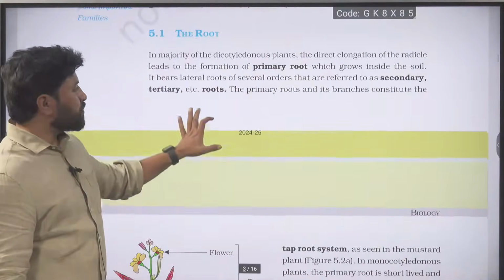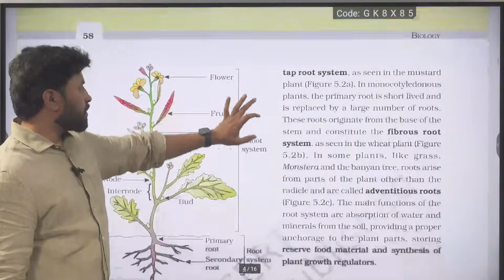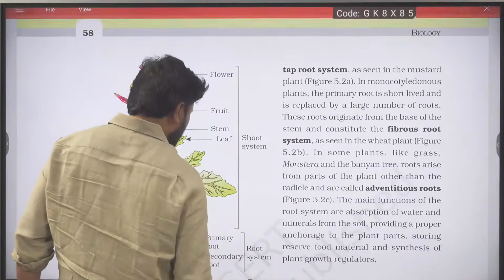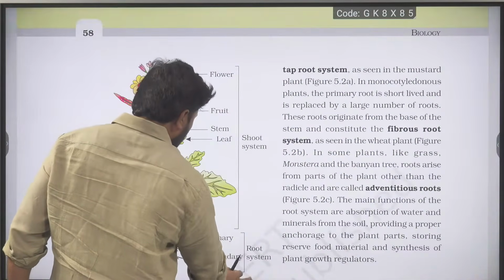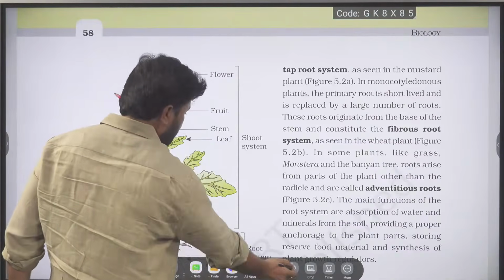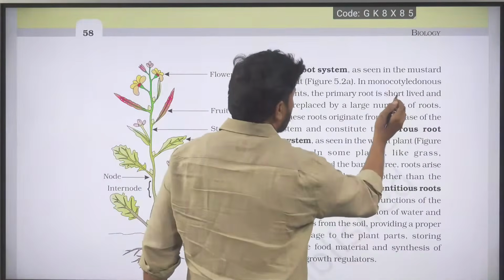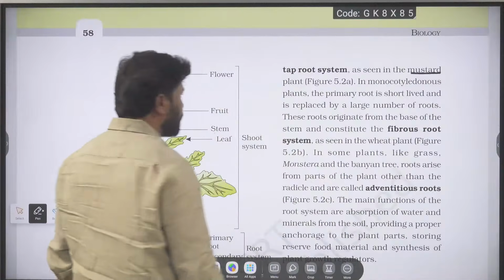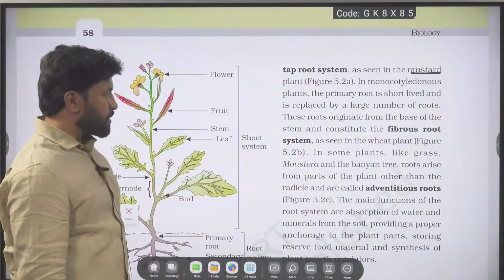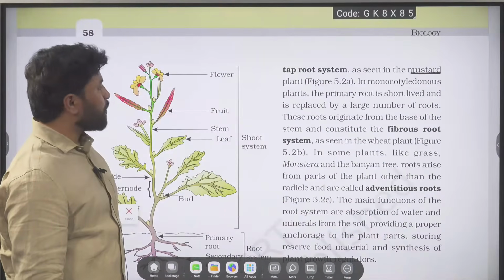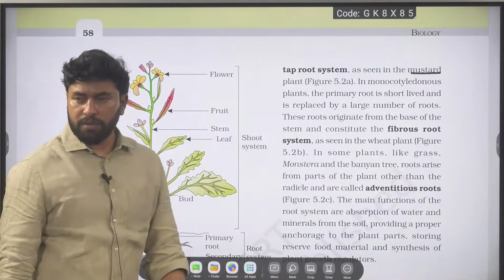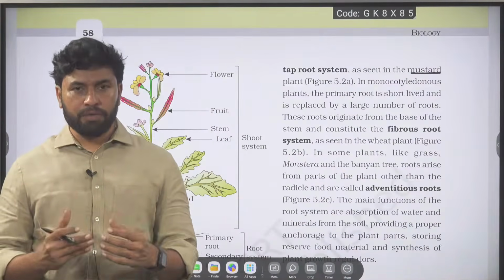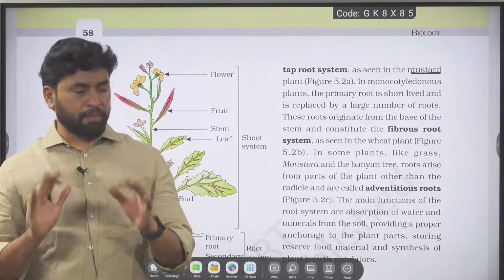The primary roots and its branches constitute the taproot system as seen in the case of the mustard plant. Careful, the example that they wanted to give for the dicotyledonous root system is mustard, a member of Brassicaceae. In monocotyledonous plants, the primary root is short-lived. Primary root is nothing but what? The direct expansion of the radicle is called primary root. It grows up to some time and then stops.